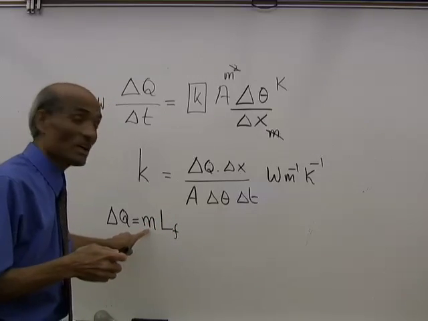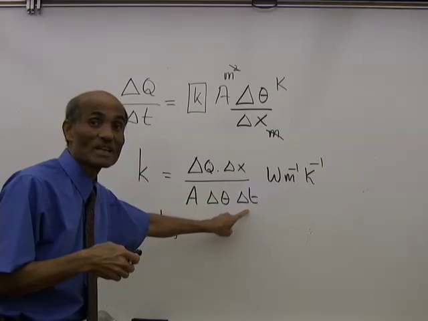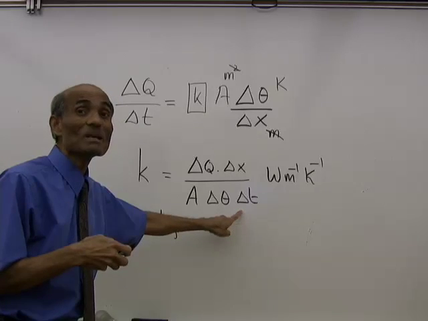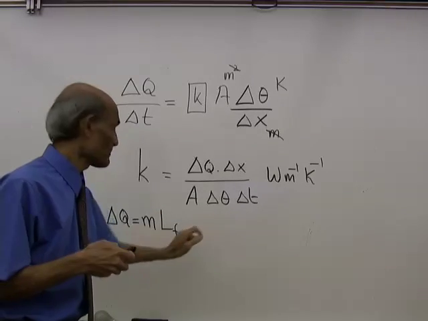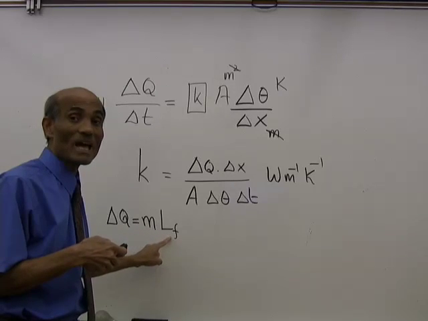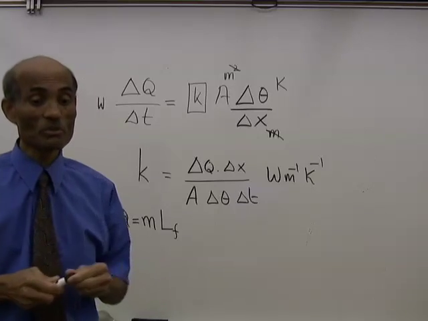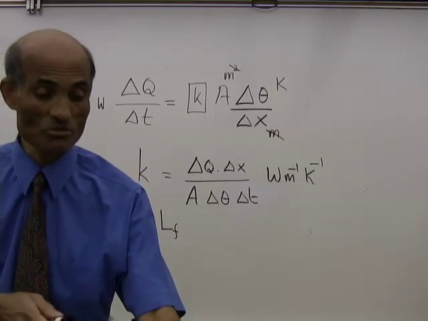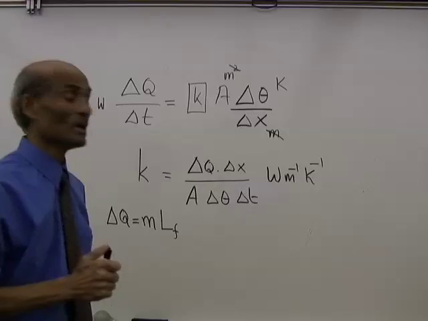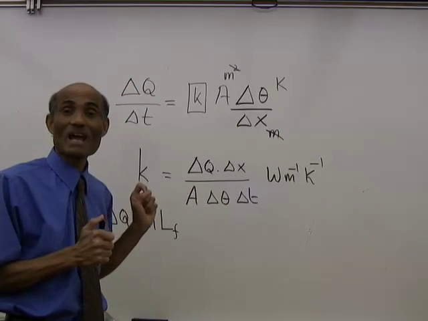If m is the mass of ice melted during a time delta T, and that delta T will be 10 minutes, 600 seconds, then delta Q will be that m times LF, the latent heat of fusion. The value will be 3.34 times 10 to the 5. I've given it to you there. So once you have all those values, we can calculate K.